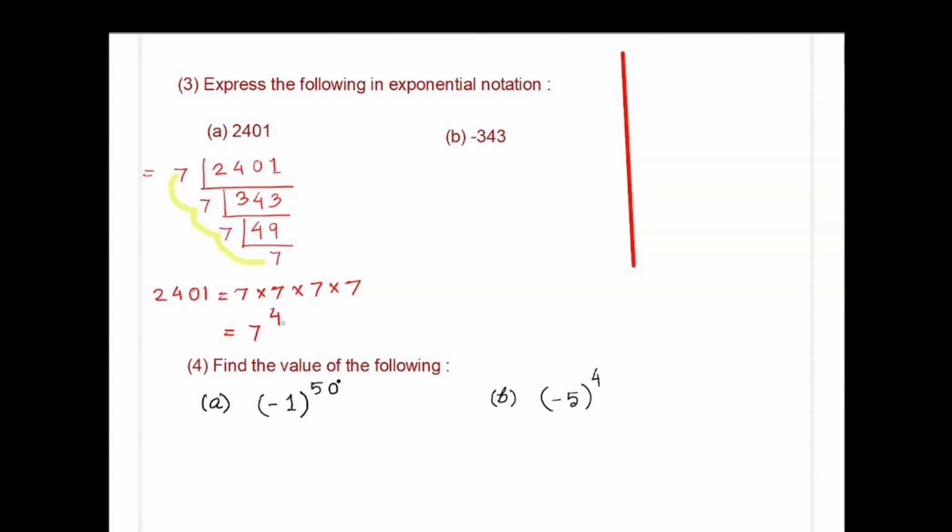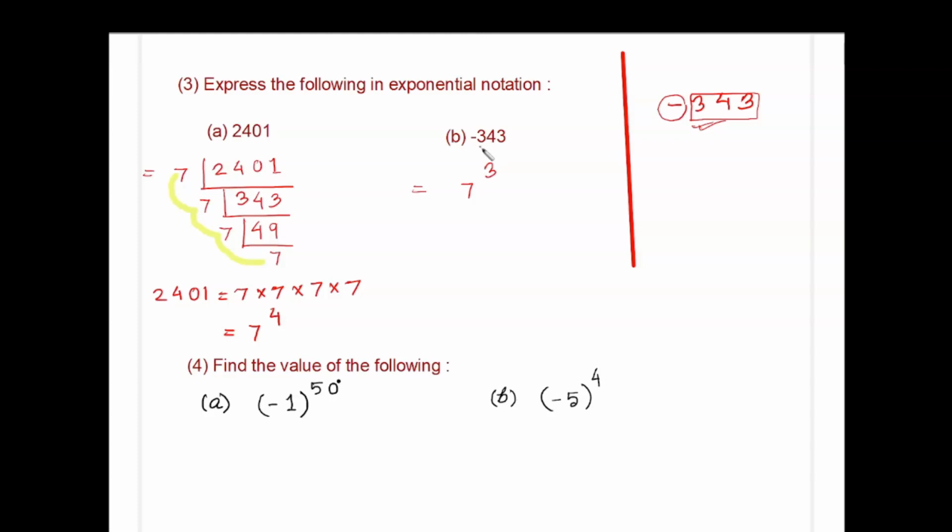Now say in question number B, here it is given -343. But to do the factorization, you need not write the negative symbol. You just factorize only 343. Now for us it is very easy because in question number A, 343 is here. So from here we can write 7 to the power 3.